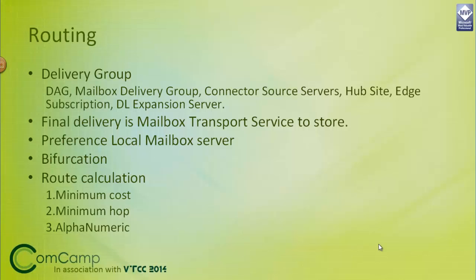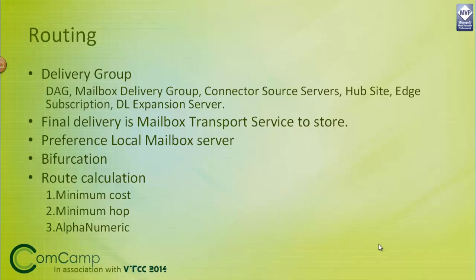So at one point it decides, okay, now if you have sent an email to 10 users which have some internet users, some outlook.com users, some microsoft.com users, and some of your organizational users. So at the last point of your organization's transport delivery group, it will bifurcate the messages to different receive SMTP servers. All right.